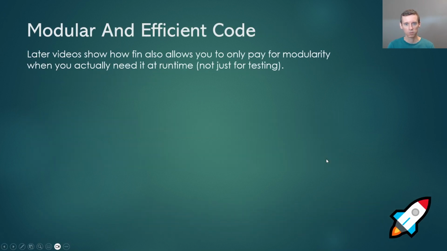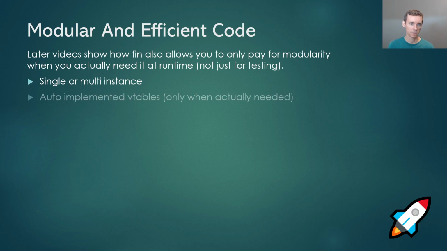Modular and efficient code. The next section, or a couple sections down, where it talks about embedded C challenges for design choices and testing, really talks about this in more detail. But with Fin, you don't have to worry about writing code for single or multi-instance, and you don't have to worry about implementing vtables. Fin will generate those for you, but only when they're actually needed, not all the time.